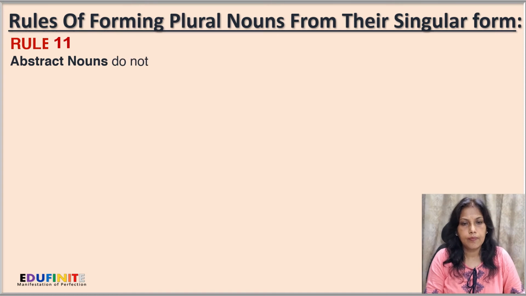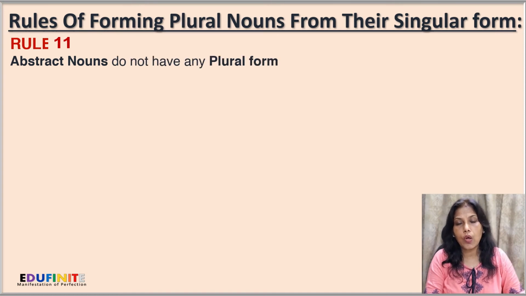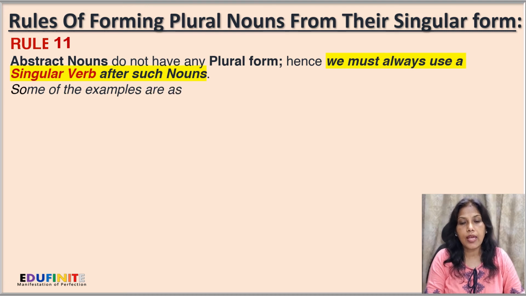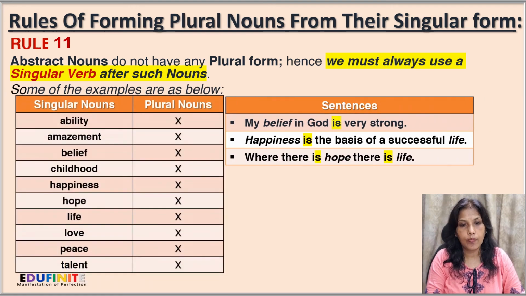Rule 11. Abstract nouns do not have any plural forms. Hence, we must always use a singular verb after such nouns. Some of the examples are as below. Ability, amazement, belief, childhood, happiness, hope, life, love, peace, talent. Now these are all abstract nouns and they do not have any plural forms and we use the singular verb after them. Let's look at some of the sentences.